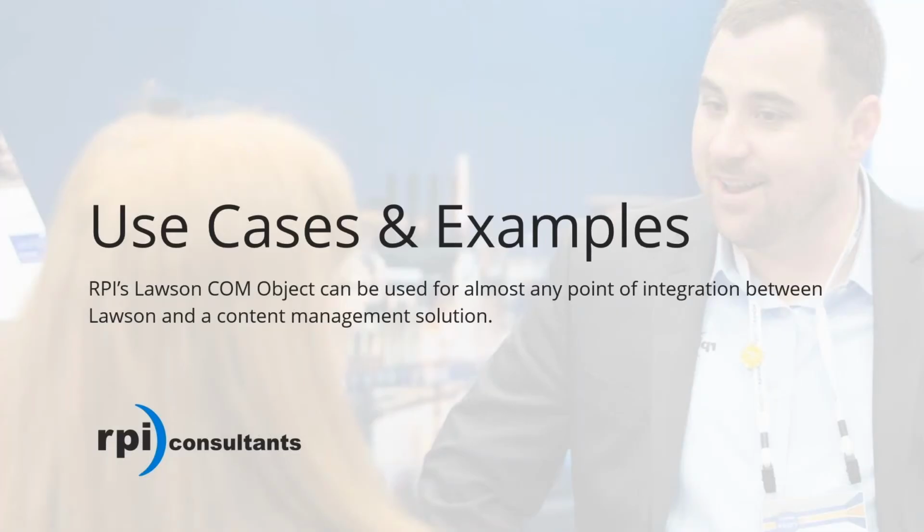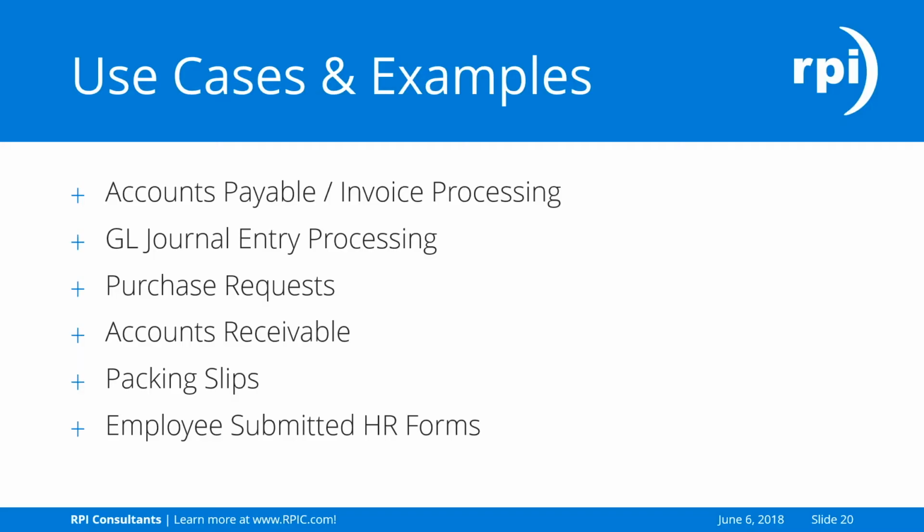So what are some examples and use cases? Again, the Lawson COM Object connector, we just talked about invoices, right? But this can really be used against any API that Lawson makes available to us. So GL entry processing, purchase requests, packing slips, and even your HRIS system. So if you have a large Lawson footprint in your organization, you can use this object connector to essentially communicate in between different systems fairly easily.